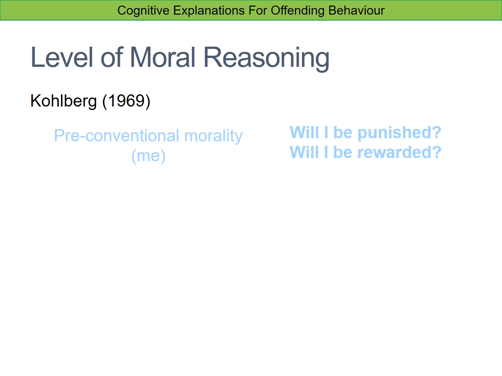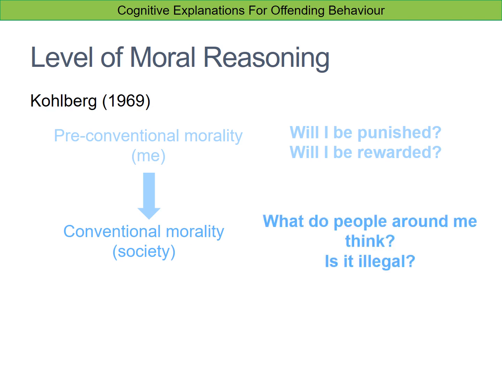Now, as the moral reasoning develops and becomes more complex, he said we moved on to the conventional morality stage. So this was when we considered not just ourselves, but society as a whole. So instead of just thinking about reward and punishment, instead an individual at this stage would ask questions such as, what do people around me think? Is this illegal?